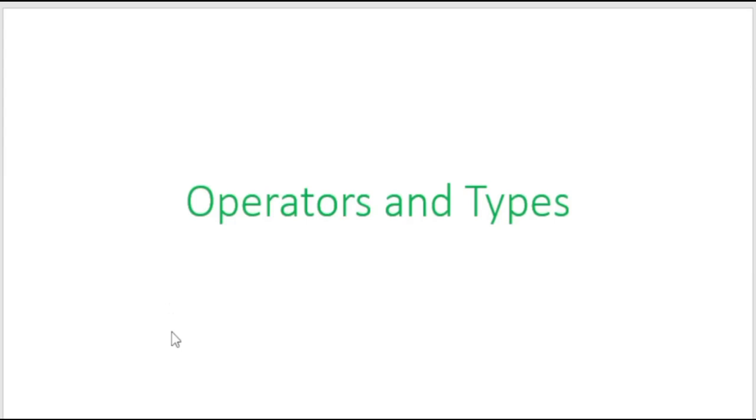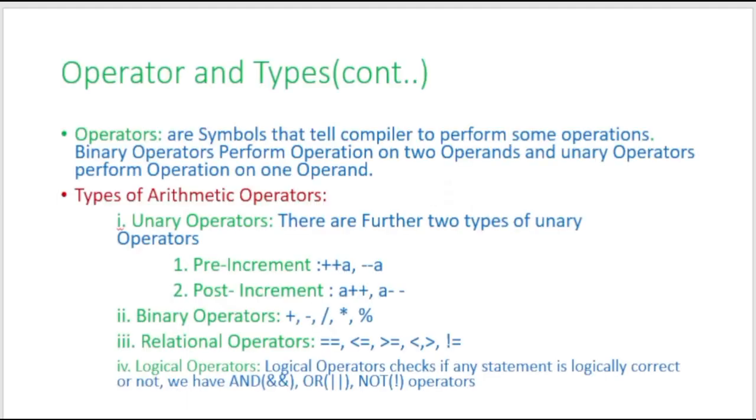Hope you're doing well. So today in this video we'll learn about operators and different types of operators in Java. First of all, let's define what operators actually are. Operators are basically symbols that tell the compiler to perform some operations, right?